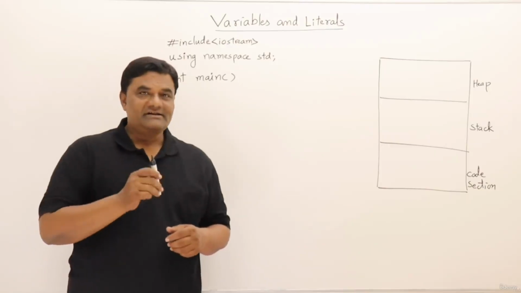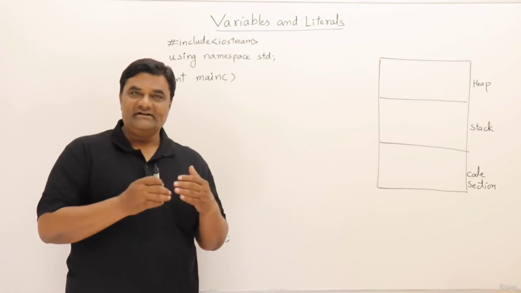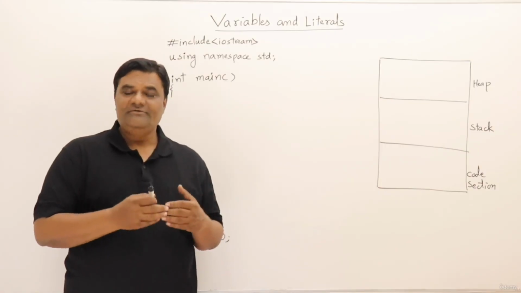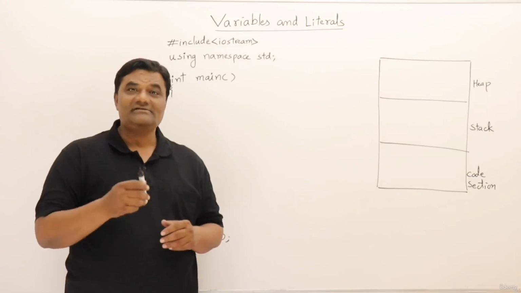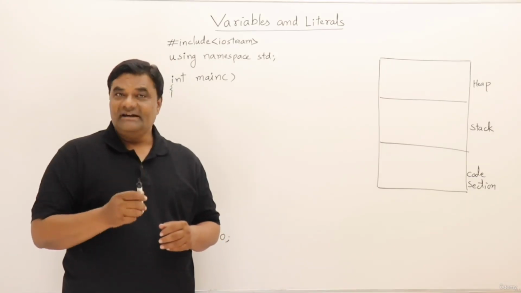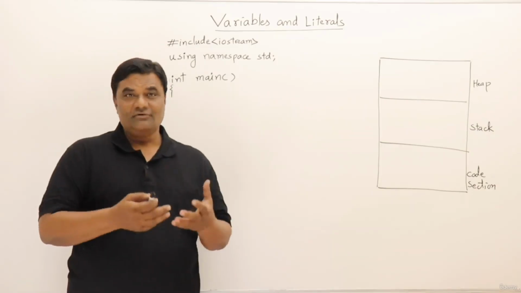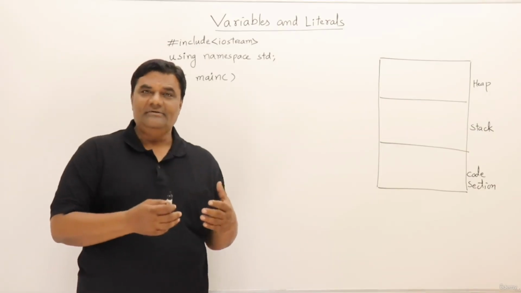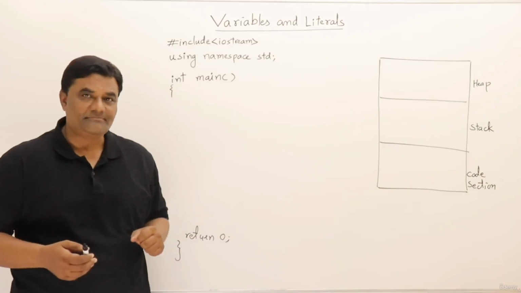Next topic is variables and literals. Variables are used for storing the data inside the program. During the runtime of a program, we will store the data in variables. Variables are also called identifiers, or the name given by a programmer. A variable must be declared before it is used. So when we declare a variable, it will occupy some memory during the execution time of a program.